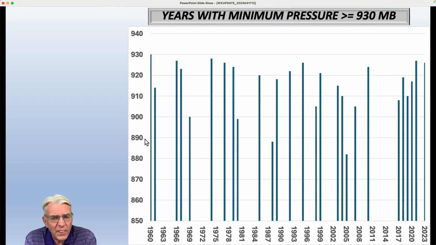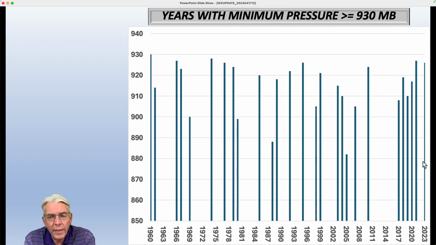Now, you can see that there are a number of years. I mean, you'll have a couple in a row and then a break, and a couple and then a break and so forth. And the one that really stood out was in 1988. The low pressure with Hurricane Gilbert was 888 millibars. And then in 2005, Hurricane Wilma that hit Florida in October got all the way down to 882 millibars, okay? So there have been very, very strong hurricanes, going all the way back to 1960 and of course long before that.